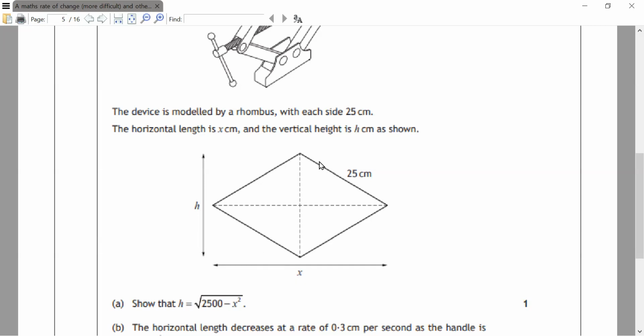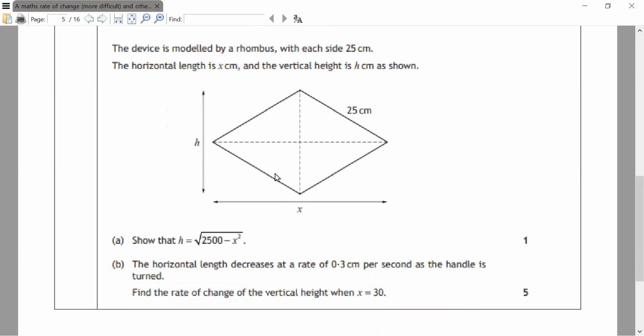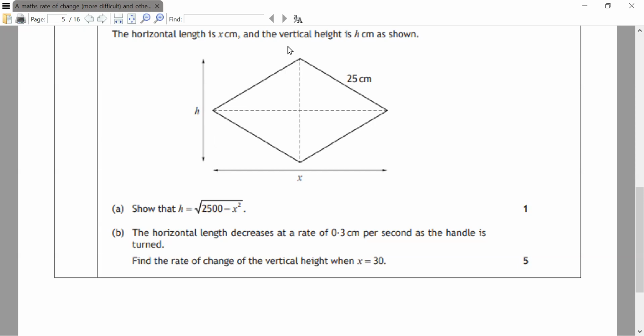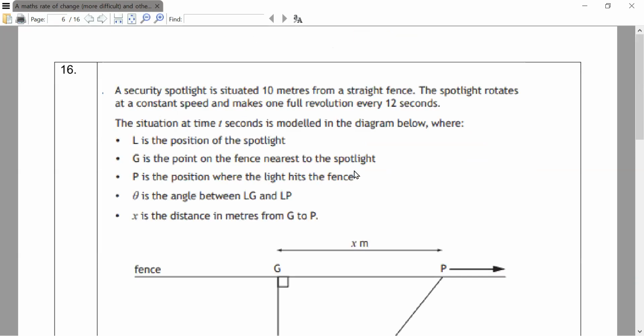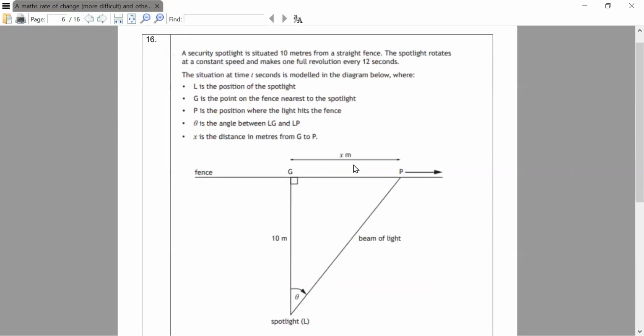There's a rhombus shape going on. Okay. Then you need to go and figure out a formula for H in terms of X. Rhombus. All your geometry skills must come out. Okay. Oh, then sometimes even more difficult.